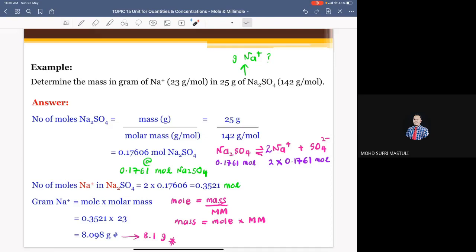Or you can maintain 4 decimal points. It's up to you. 4 decimal points or 3 decimal points, 4 decimal points also can, 3 decimal points also can. All right.